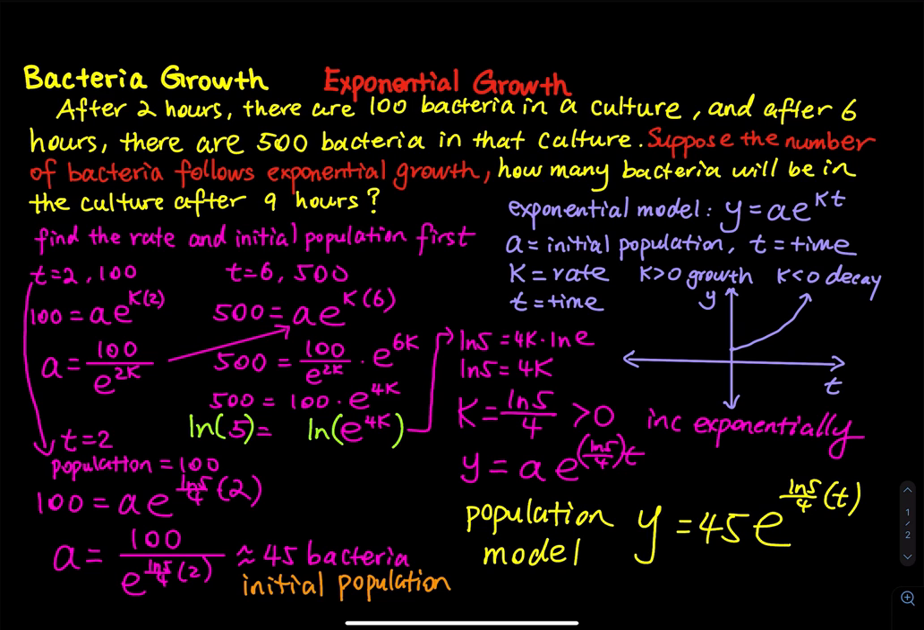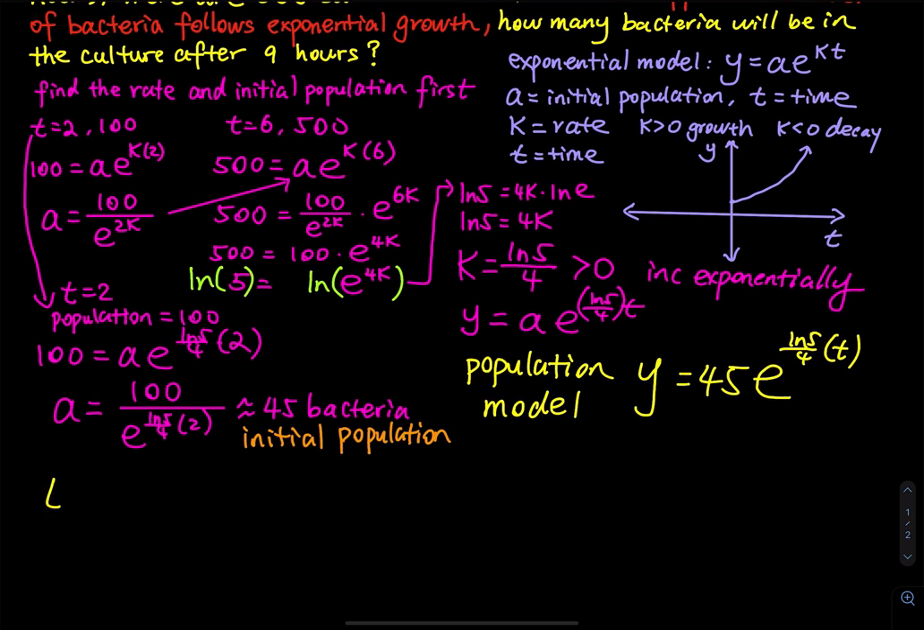So once again, the hardest part is when the model is not given. The hardest part is figuring out the model. After you figure out the model, everything will be extremely easy. Okay, so now let's go back to the question. How many bacteria will be in the culture after 9 hours? So when t is equal to 9, let me show you how easy it is. y is equal to 45 times e to the ln phi divided by 4 times 9. I did the math already, so that is 1682 bacteria.